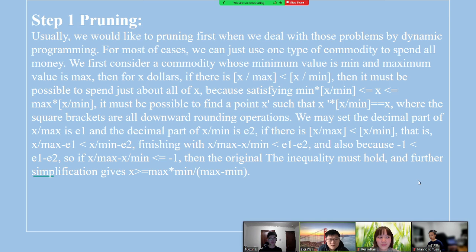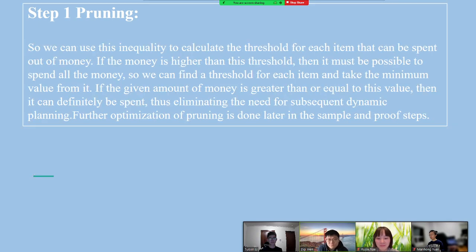From this part, we can derive a new conclusion that if X is bigger than some value from these mathematical derivations, we can make sure that for this amount of money, we can use all of it. So if the money is higher than this threshold, then it must be possible to spend all the money by just one kind of commodity.